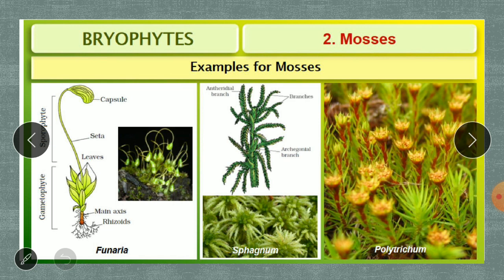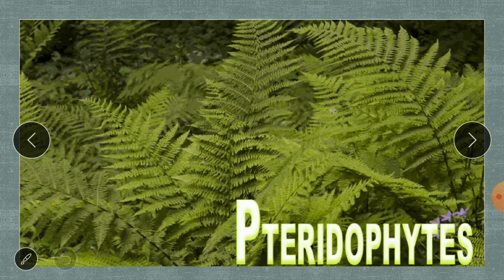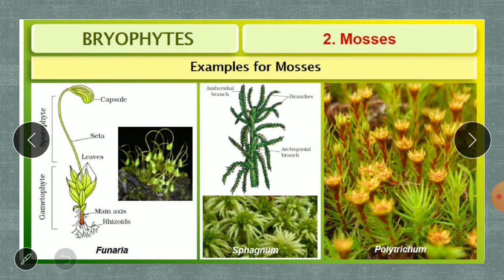Here are some examples of the mosses. The examples of mosses are Funaria, Sphagnum and Polytrichum. And Marchantia was the example of the liverworts. So this is about the bryophytes, the amphibians of the plant kingdom.